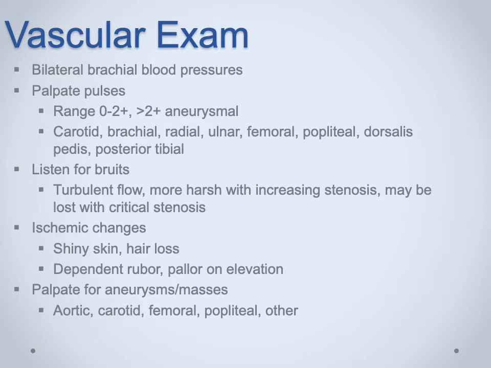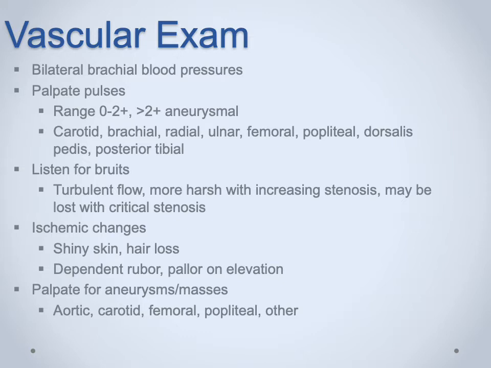We oftentimes feel for a carotid pulse, brachial pulse, radial and ulnar, femoral, popliteals, dorsalis pedis, as well as posterior tibial. You want to listen for bruits, and you'll oftentimes hear a primary care physician refer a patient because they heard a carotid bruit, which may suggest that there is stenosis. Look for ischemic changes, as we talked about in the lower extremities: shiny skin, hair loss, dependent rubor, or pallor on elevation. And then palpate the patient. Palpate their abdomen to assess for abdominal aortic aneurysms, their femorals and popliteals.